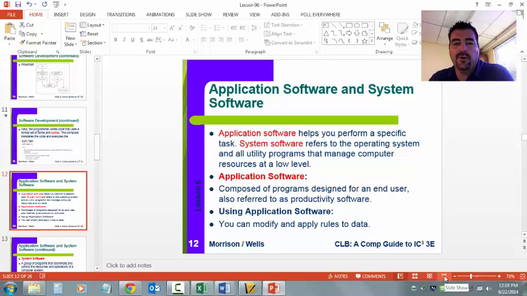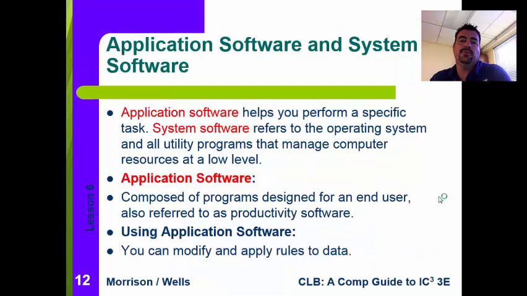Alright, welcome. For our next section we're going to go through application software and system software. We'll just define some of the differences and I'll give you a couple examples that'll make sense. But first of all, let's start off with application software. It's going to help you perform a specific task.